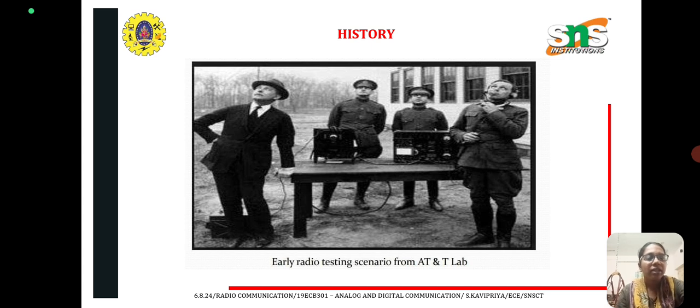In the early days, this radio signal was tested in the AT&T laboratory, and this is a picture that shows how they tested these radio waves. The first tests were carried out in the AT&T laboratory.